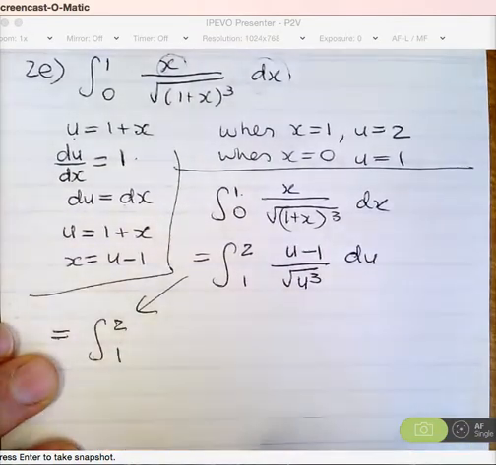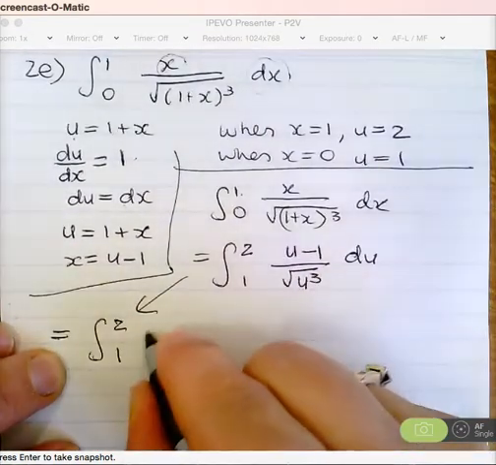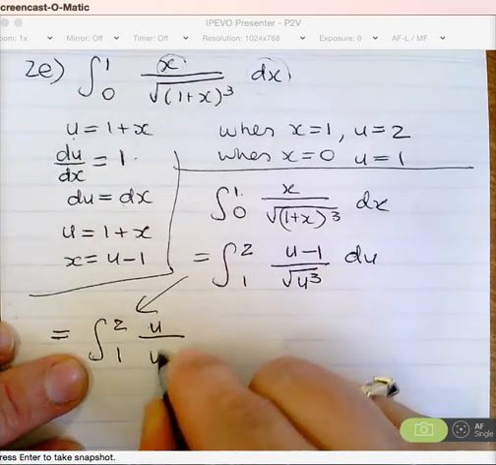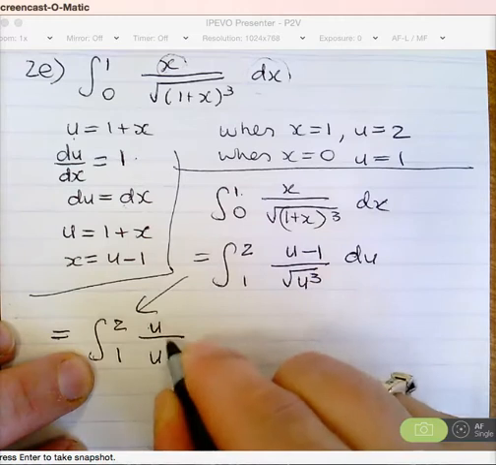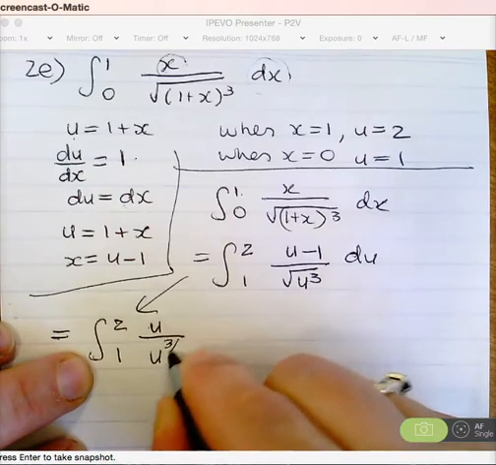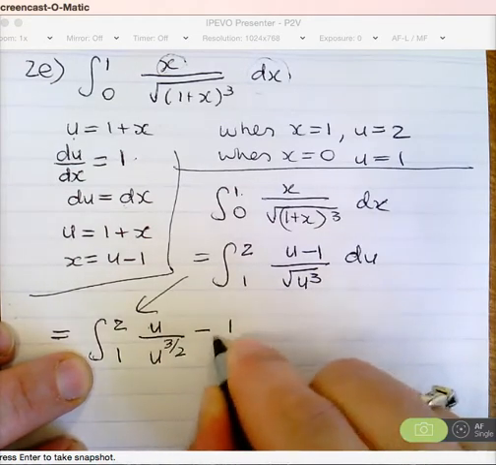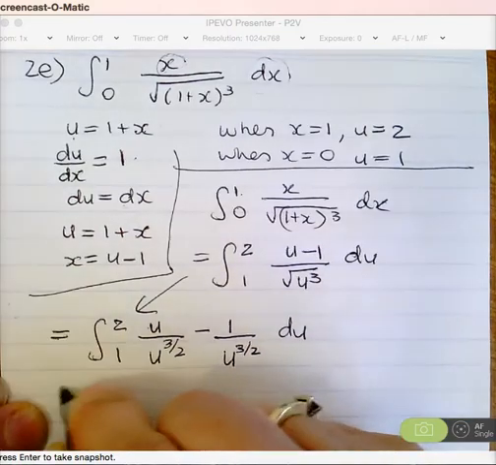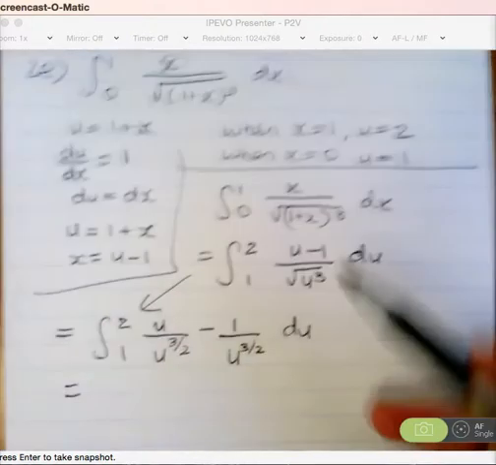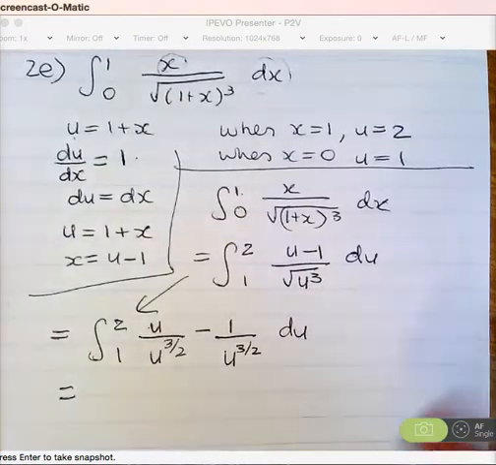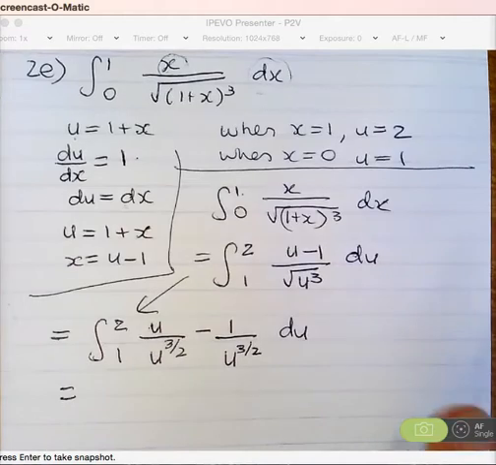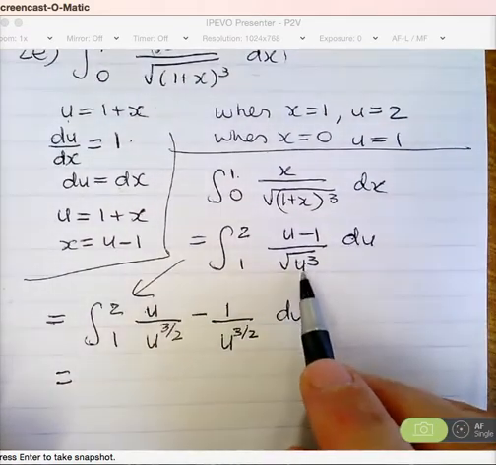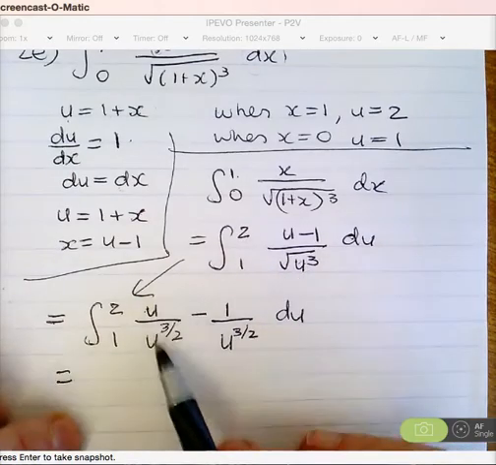Integral between 2 and 1. Yes, I've got to break it up. It's u over square root of u cubed, which is u to the what? It's 3 on 2 minus 1 over u to the 3 on 2 du. Girls, you need to break that fraction up. We don't do quotient rule with integration. All right? So, remember the denominator here is u to the 3 on 2. So it's u over that.